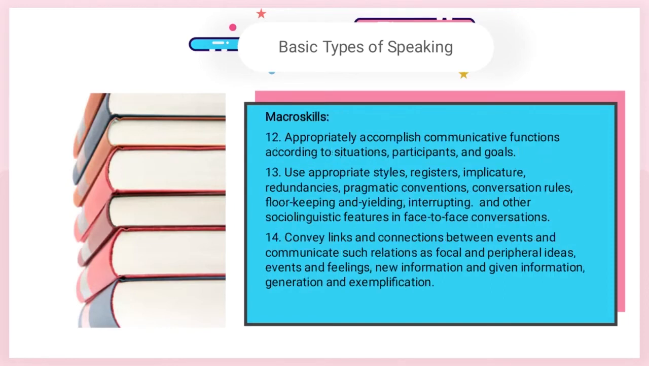The next is the macro skills. Number twelve, or the first one, is appropriately accomplish communicative functions according to situations, participants, and goals. Thirteen, use appropriate styles, registers, implicature, redundancies, pragmatic conventions, conversation rules, floor keeping and yielding, interrupting, and other sociolinguistic features in face-to-face conversations.